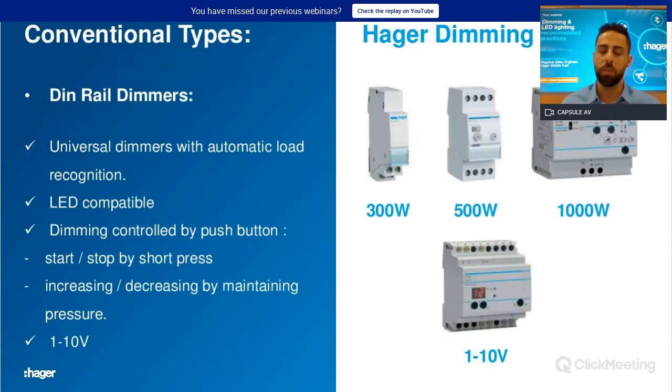Universal means it is a trailing, forward and reverse dimmer, so it covers both. It's LED compatible. How is it connected? Simply a push button connected to the push button terminal on the dimmer. A short press will turn your light on and off, and a long press will increase and decrease the brightness. And of course, it has manual control on the dimmer itself. You can select the minimum load, high load, and other features.